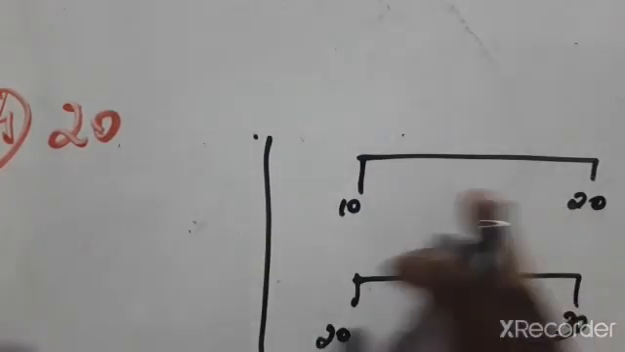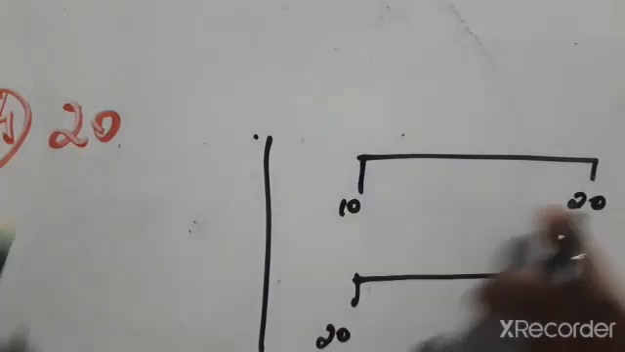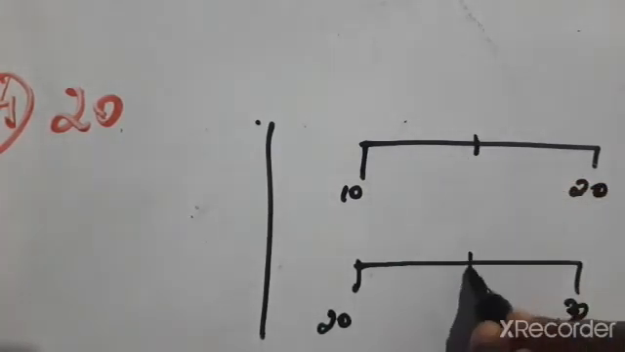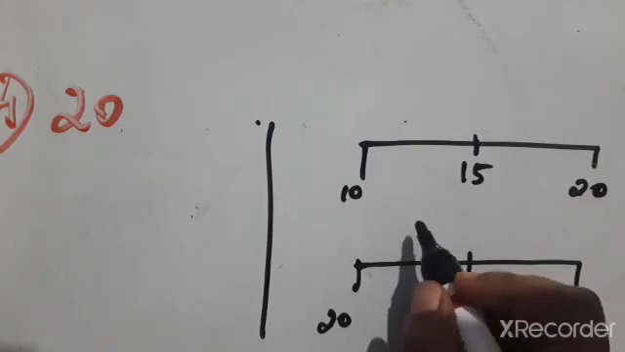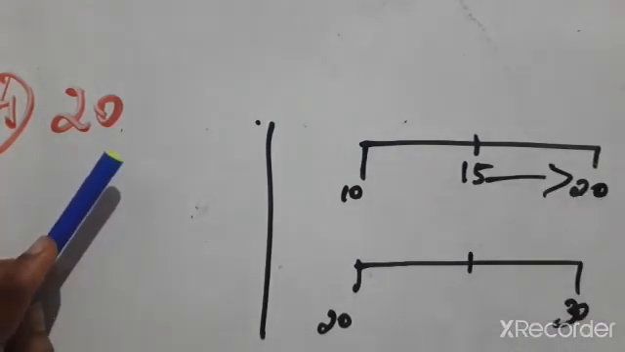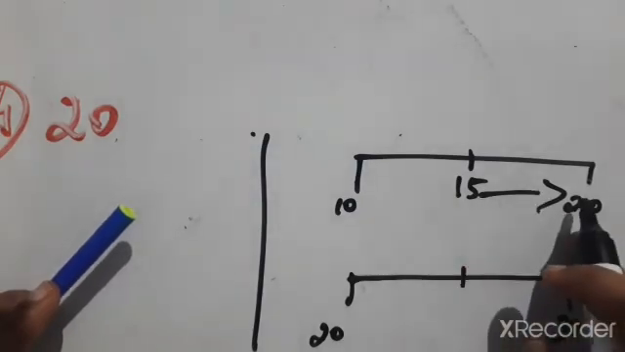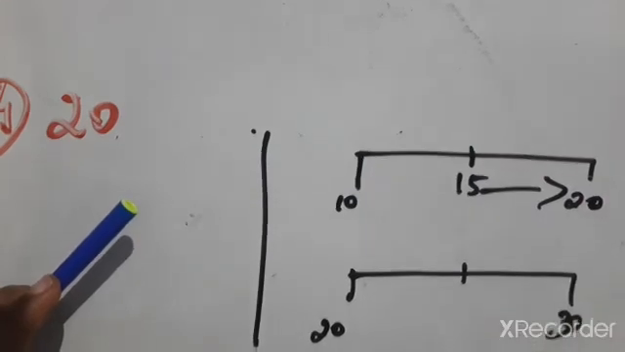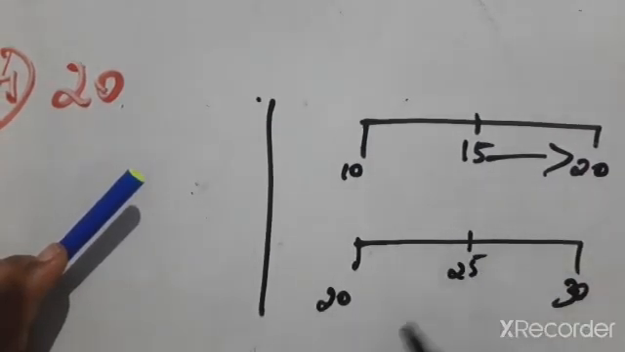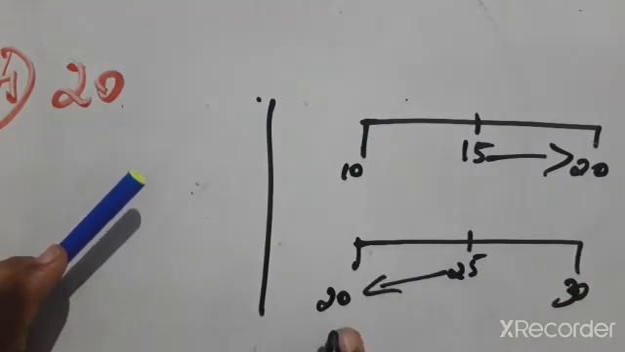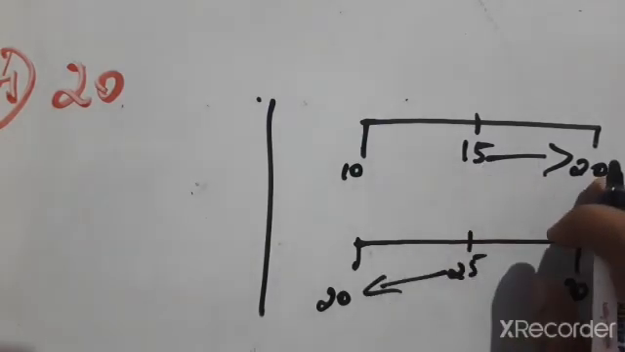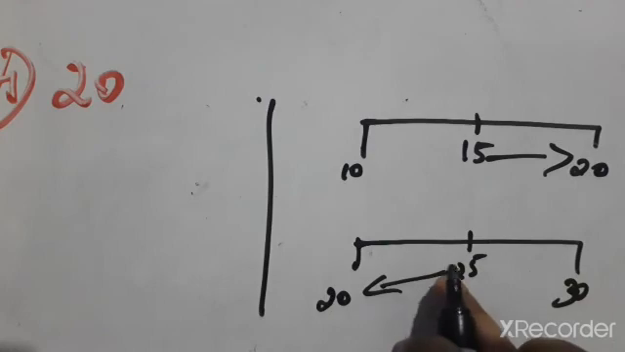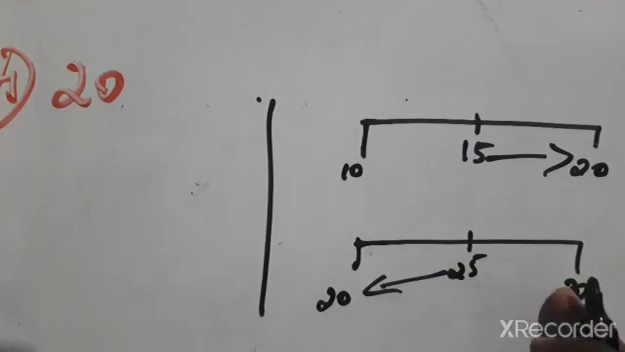So write 20 here first, as in the question. Then the difference: 10 to 20, then 20 to 30. The exact middle number is 15. 15 and above will be rounded up, so 15, 16, 17, 18, 19, 20 are rounded to 20. And here the middle number is 25. Below 25 is rounded to 20: 20, 21, 22, 23, 24 will be rounded to 20. Exact 25 goes to 30.